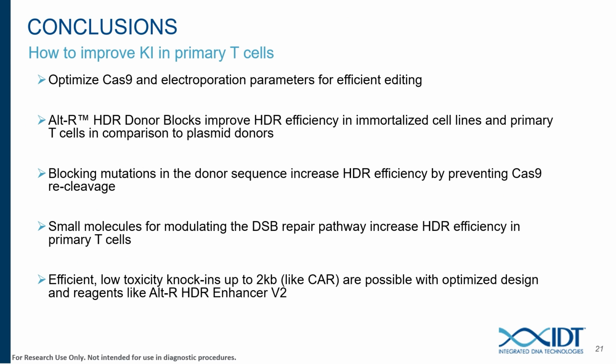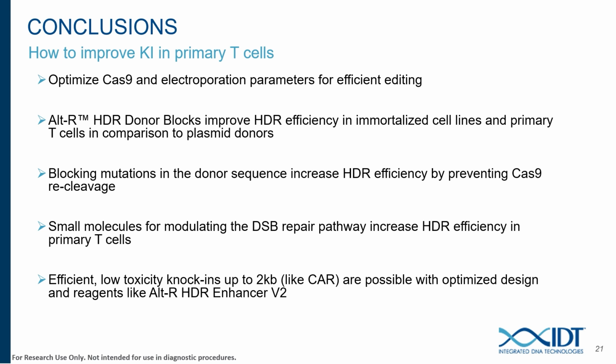And finally, some conclusions on how to improve knock-in rates in primary T cells. So start with optimizing Cas9 and the delivery parameters to ensure good double-strand break formation and maximize the potential for HDR to occur. Next, consider the donor format carefully based on which attributes are most important for your work. For us, that was the HDR donor block for its high efficiency, low toxicity, and low risk of off-target integration.